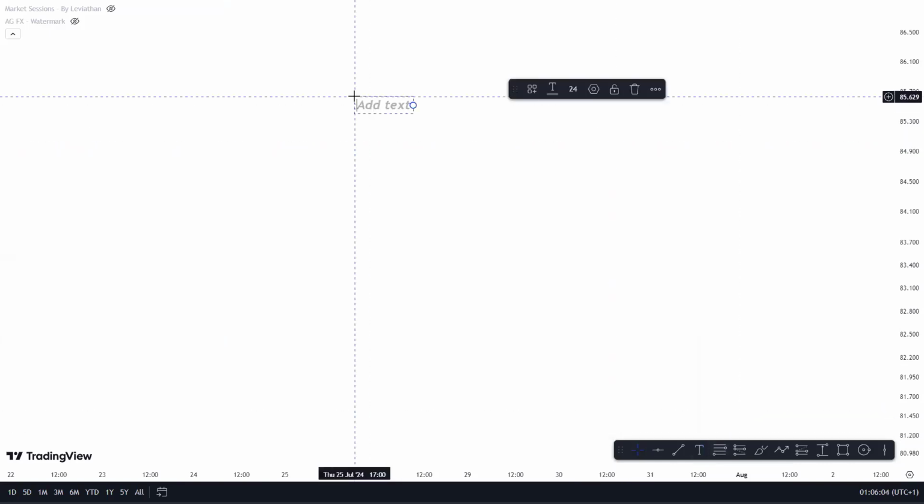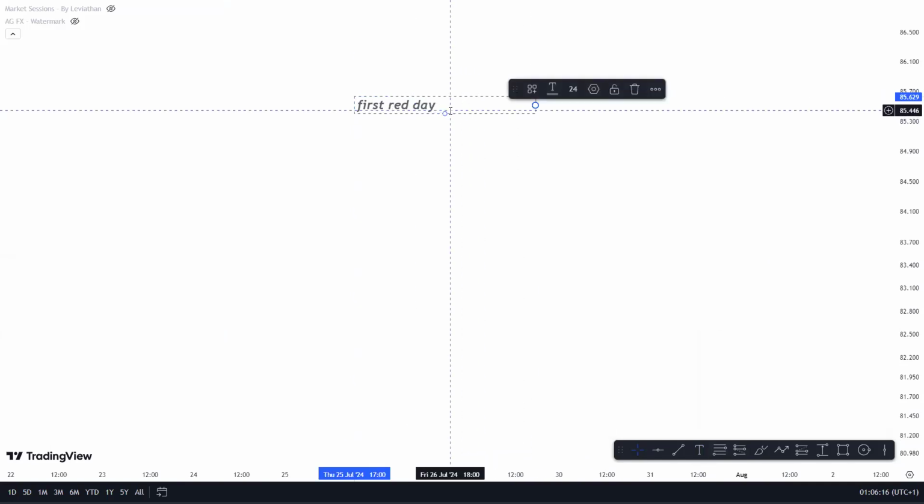Today I want to teach you guys how to use confirmation entries in your trade. I want to teach you something about first red day setups. These are very good. We also have first green day, and first red day setups, and how I use them.